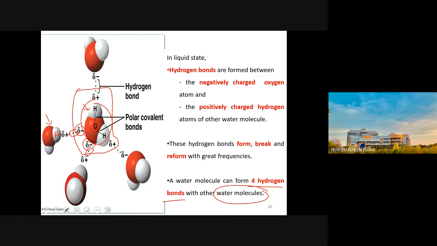The same goes for this one. The oxygen region of the water molecule will form hydrogen bonds with the hydrogen region of another nearby water molecule. For the hydrogen region, it forms a hydrogen bond with the oxygen region of another water molecule. You have to remember, partial negative charge will attract partial positive charge. At one time, one molecule of water can form four hydrogen bonds, one, two, three, four, with another four water molecules.